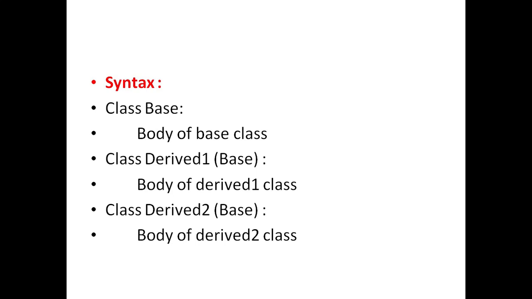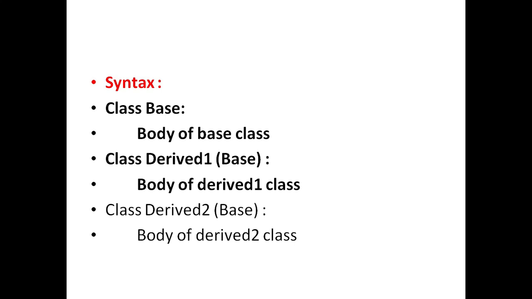The general syntax for defining hierarchical inheritance is: first, the base class is defined with class base, then the body of the base class, then class derived 1 which inherits base class, and then the body of the derived 1 class, and class derived 2 which also inherits base class, and then the body of the derived 2 class.